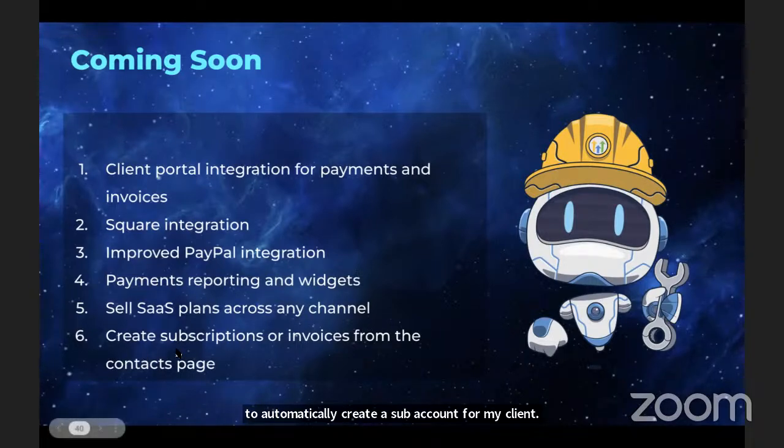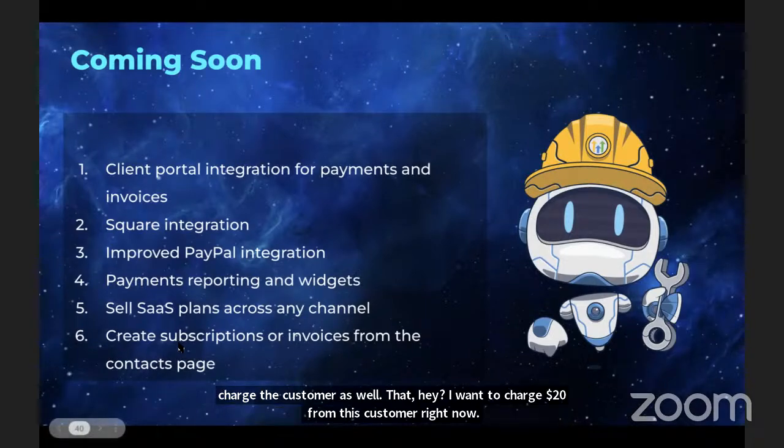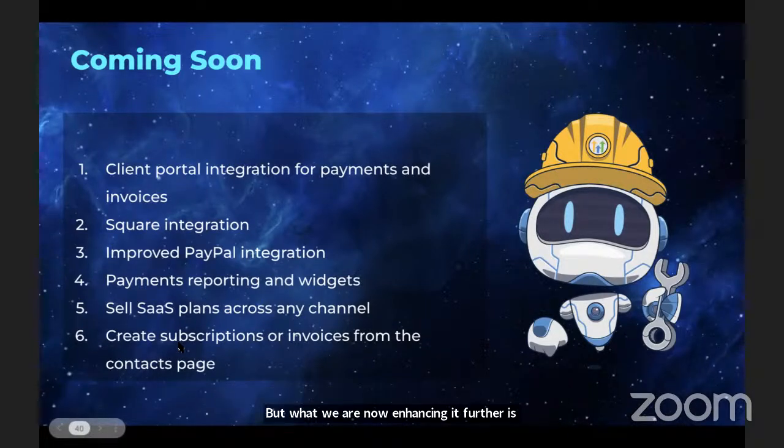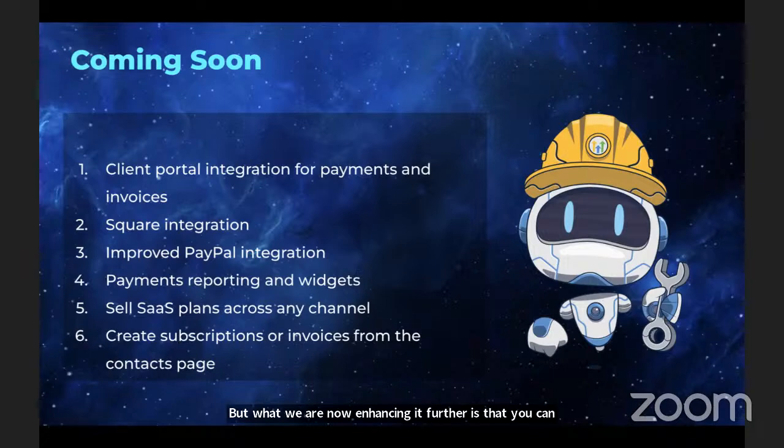Another thing that is in works right now is on the contact details page. As of today, you can see the invoices for that contact or the subscriptions for that contact, and you can manually charge the customer as well that, hey, I want to charge $20 from this customer right now. But what we are now enhancing it further is that you can create subscriptions, you can add a card on file, you can directly create an invoice within the contact details page. So it eliminates the need of, hey, seeing a contact like Ryan and then going to the invoices section and then selecting Ryan as a customer and then creating an invoice.